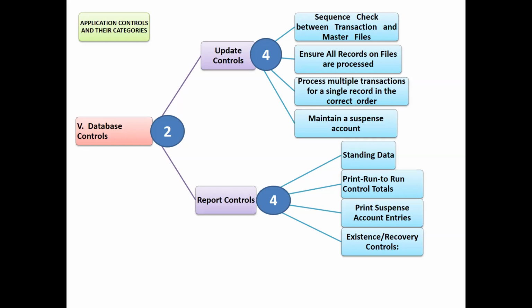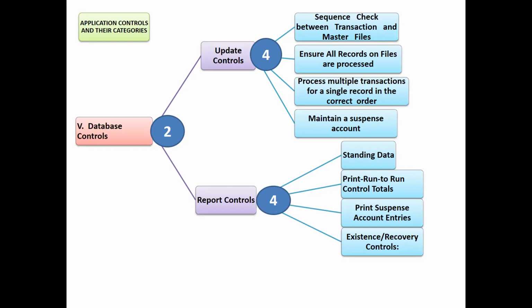So there should be sequence checks between transactions. Ensure all records are processed. Process multiple transactions for a single record in the correct order and maintain a suspense account. Then regarding report control: standing data, print run to run control, print suspense account entries, and existence or recovery control.